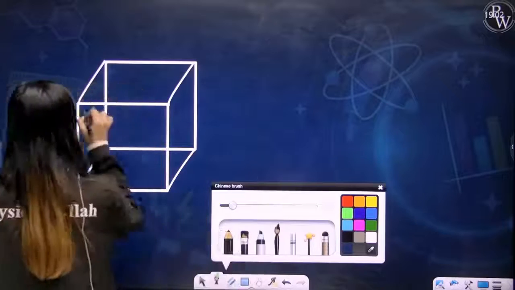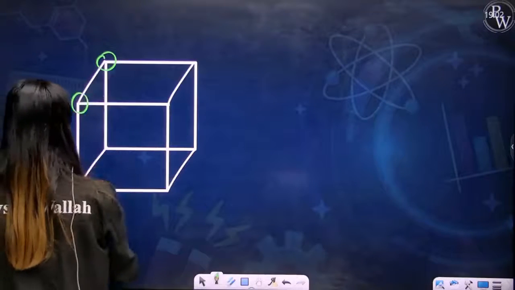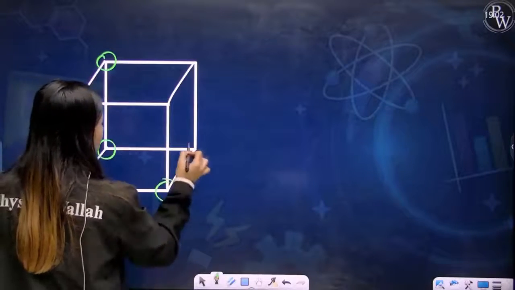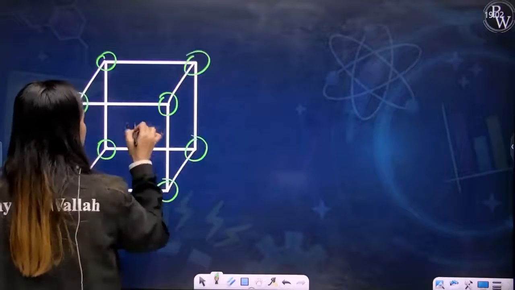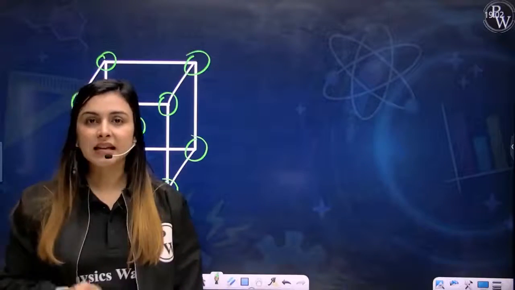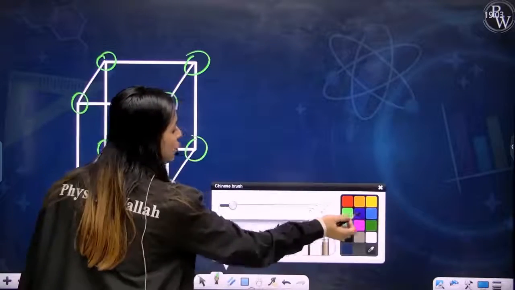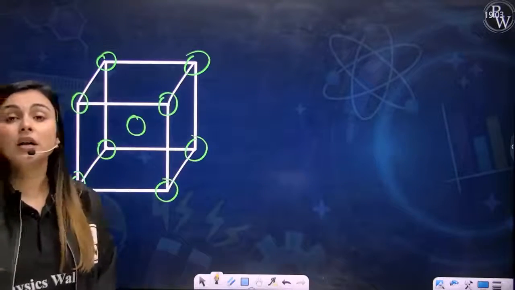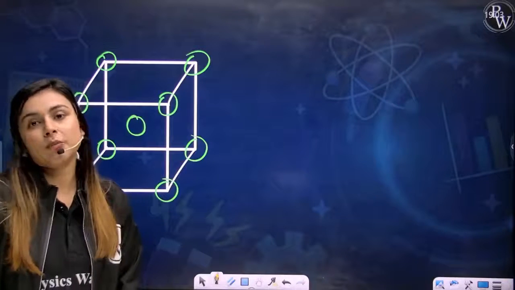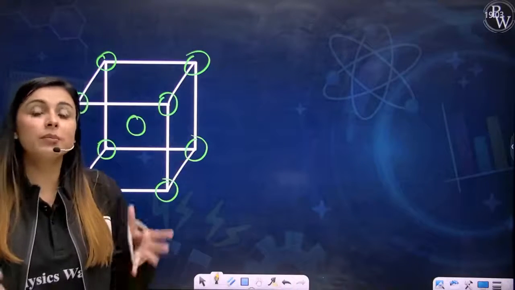Let's consider atoms present at corners and at the center. I hope it's clear. Now, my dear students, you have to calculate the nearest neighbor or the coordination number. So how are you going to calculate? You know the minimum distance.